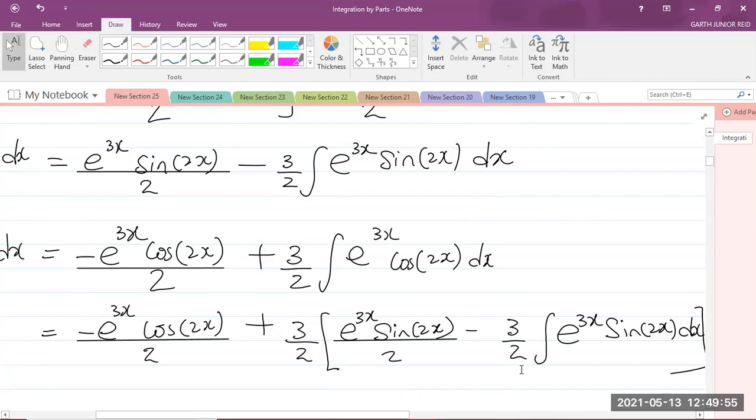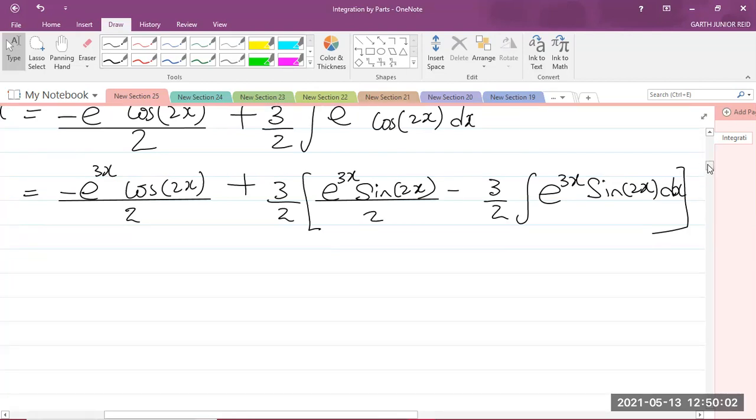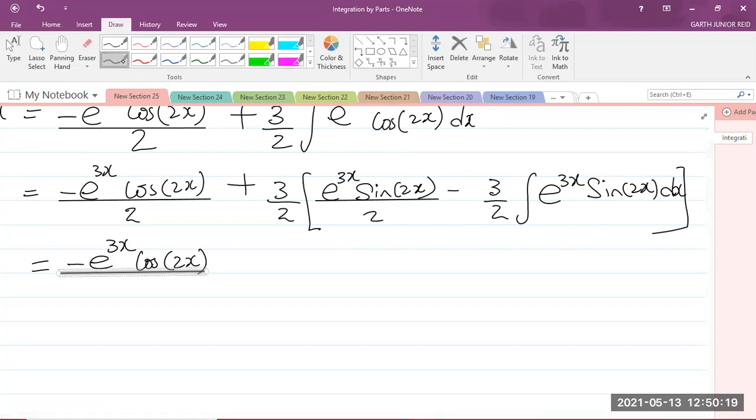Okay, good. So that is what we have here. Now let us try and simplify this expression. So this is now going to be equal to negative e to the power of 3x times the cosine of 2x, dividing this expression by 2, plus, now we have a 3 over 2 outside of the bracket, so I'm going to just distribute it inside the bracket, for each term.